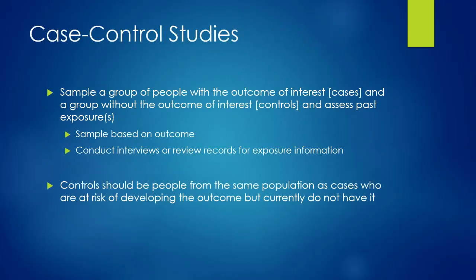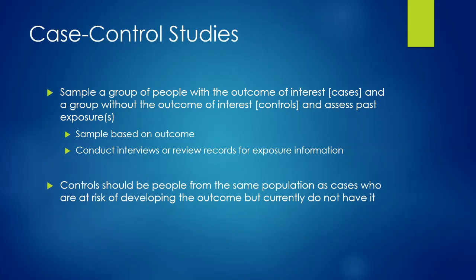So case control studies, the other big class of analytic observational study that we use in epidemiology, start with people who have the disease and don't, and then identify past exposures. So here we're sampling based on outcome, while in a cohort study, we sampled based on exposure status. So in a case control, they're always retrospective. So we have to conduct interviews or, again, rely on some kind of records to evaluate people's past exposure.